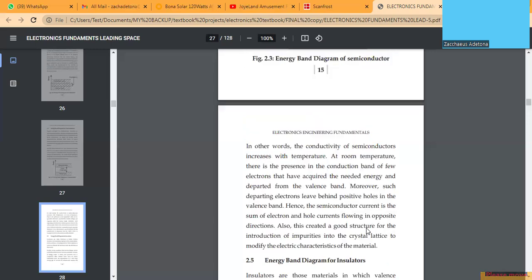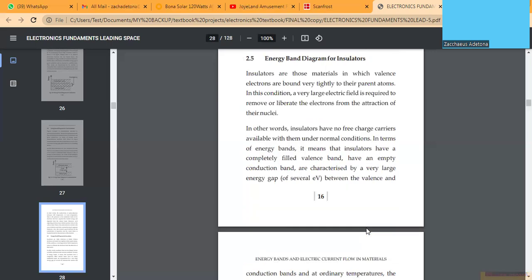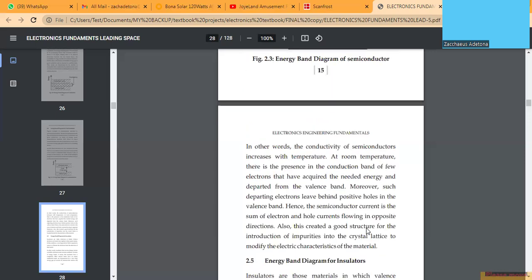Now, the last group of materials are the insulators. But before we speak about insulators, let's talk about what happens to semiconductor materials. When valence electrons navigate from the valence band to the conduction band, they leave behind holes. And as such, the materials can be easily manipulated by introduction of impurities into the crystal lattice to modify the electrical characteristics of the material.